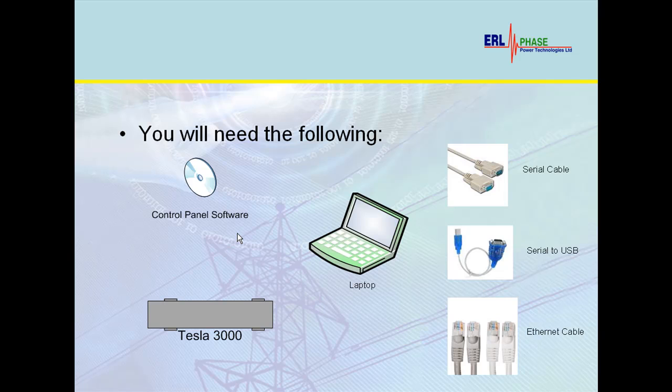You should have the following before you start this section. Make sure you have the control panel software that comes with the unit. We're going to connect to the unit, so make sure that you have a Tesla 3000 unit close to you. Of course, a laptop computer. You can either use a USB to serial, or a serial to serial cable. We're not going to go into Ethernet communications at this time.